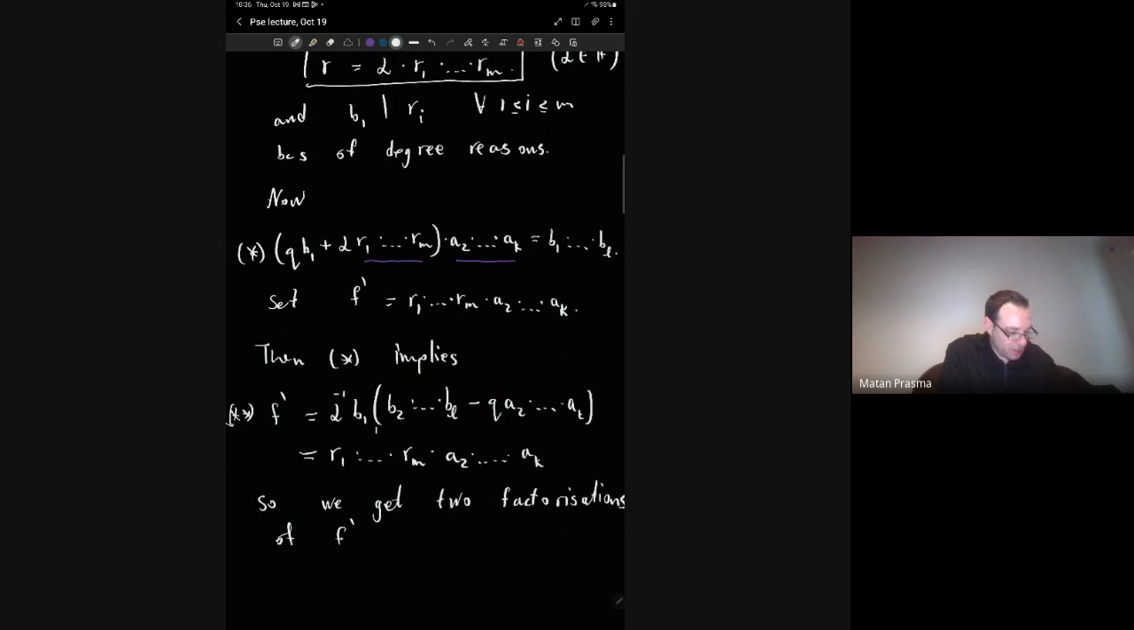I mean, of course, you can further factorize this component, but in whatever you have, B1 appears in one factorization, but not in the other.